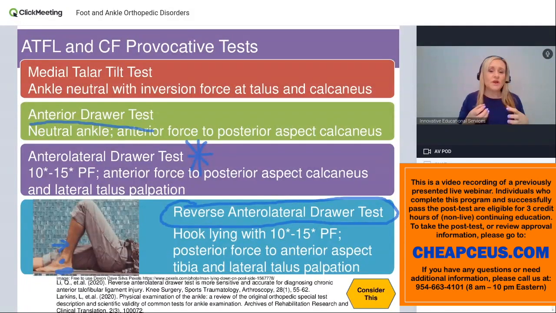While that deltoid complex may provide a little bit of stability, more so with the anterior lateral drawer test because you can kind of pivot around it, in this case, with the reverse anterior lateral drawer test, we can more accurately assess the excursion to see if there is involvement of that ligamentous complex.